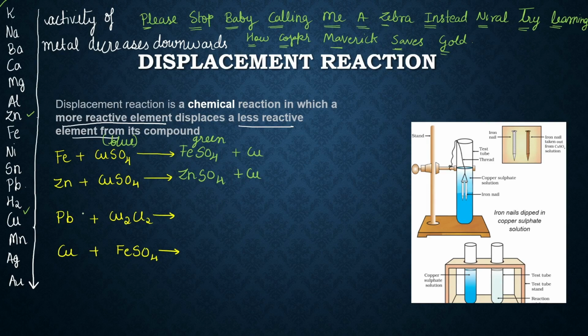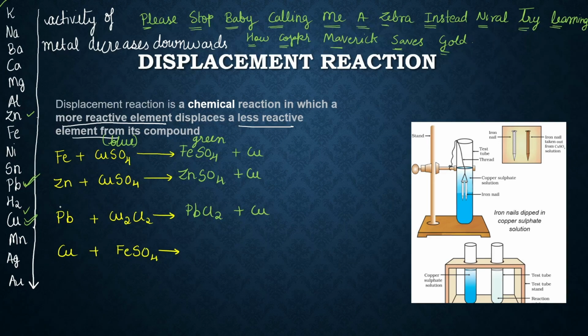Now next equation. Lead is reacting with copper chloride. So where is lead? Okay, lead is present here. So you have your lead here, and copper is again below lead. Means lead is more reactive, so this reaction can happen, and you will get lead chloride PbCl2 plus copper.